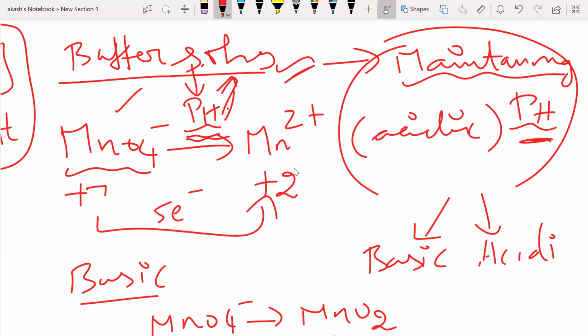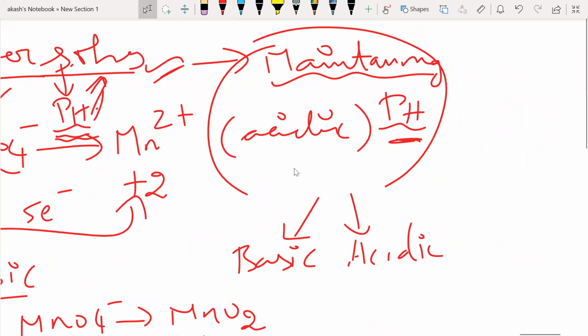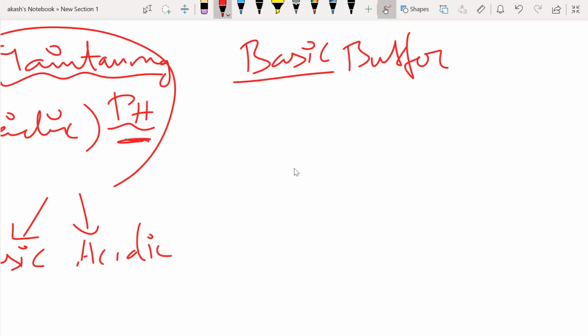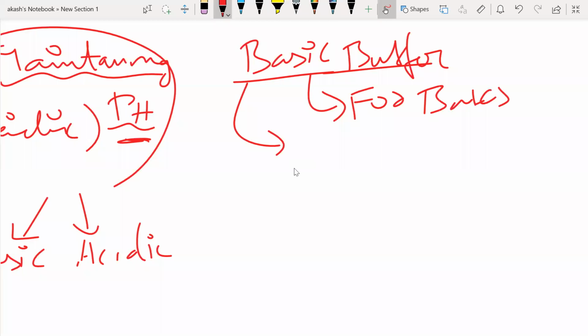Okay, right. So this is the types, how do we create this, how do we form this, right? Fine. So first, a basic buffer, right? Whenever a base is causing you a problem, you want to make sure that the base is not increasing the pH. Generally bases increase the pH, right? So due to a base, you don't want the pH to increase. That time you go for a basic buffer, right? So you can even write it as for bases, right? Okay. Now, how do you produce it? It's very simple.